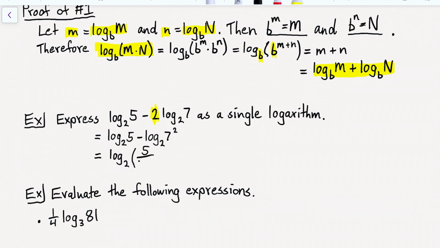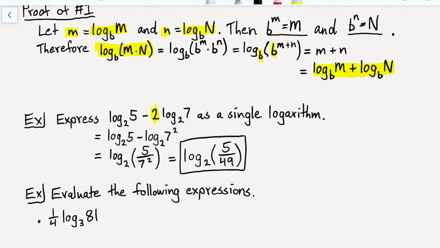We note from our second law above that this is the same as log 2 of 5 divided by 7 squared. And then, of course, I could evaluate 7 squared, and I could express this as log 2 of 5 over 49. So here's how we can express the above expression just using a single logarithm with base 2.